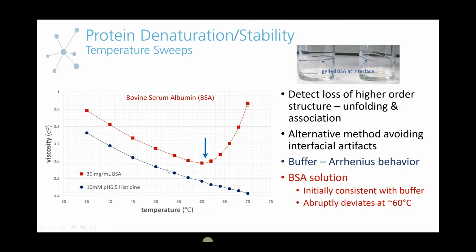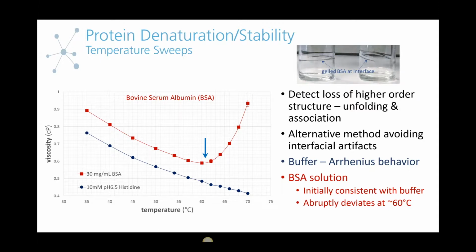The viscosity continuously decreases as a function of temperature following the Arrhenius type behavior. And although the protein solution initially tracks the behavior of the buffer, at some point there's a dramatic upturn in the vicinity of 60 C, where the viscosity just starts going up very rapidly.